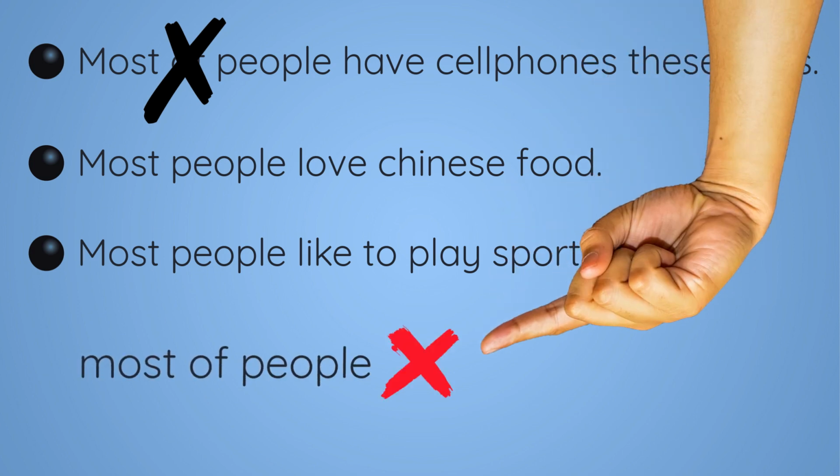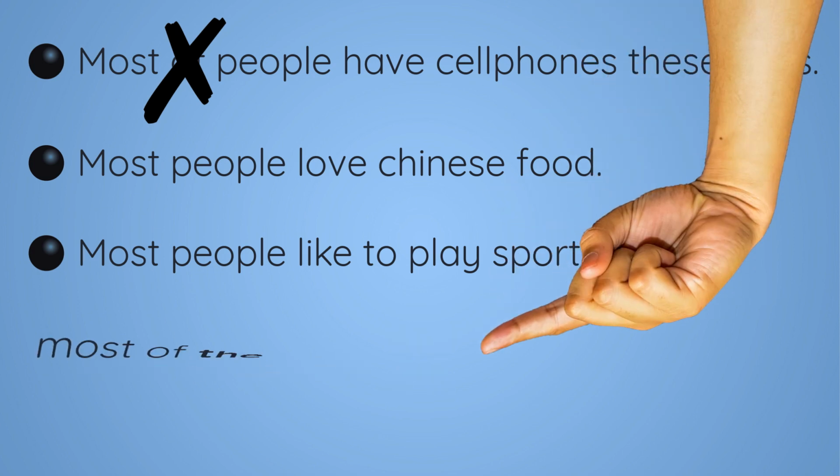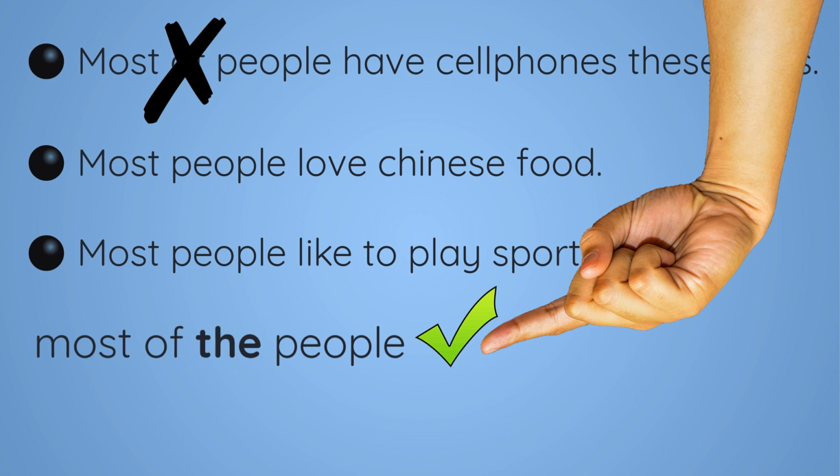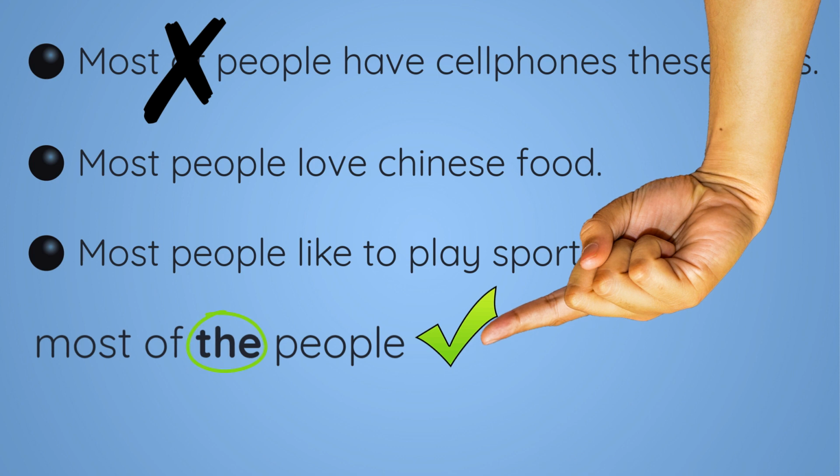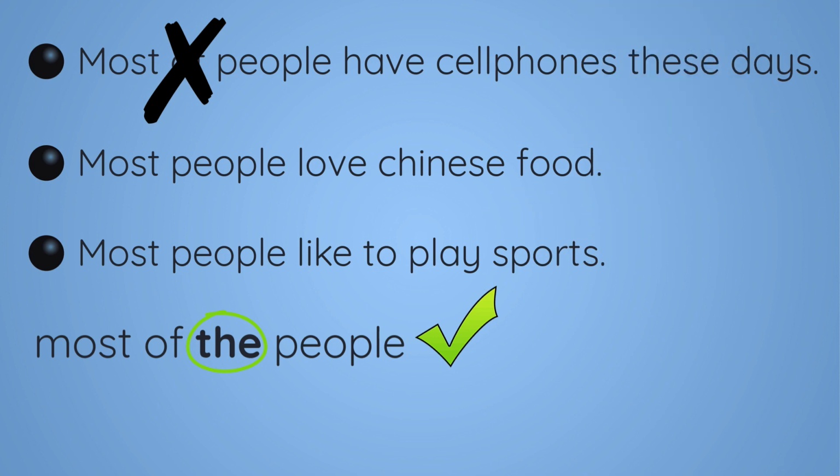You don't need of. If you had most of the people, that would be okay. But you need the here, although that's not as common. You know, that actually gets a little bit more into complicated grammar. So the easy rule is just don't use of. Most people.